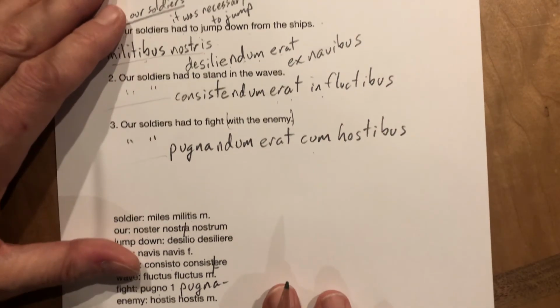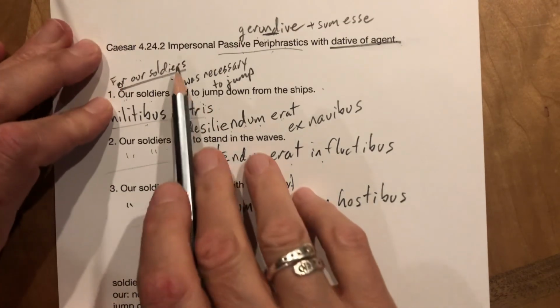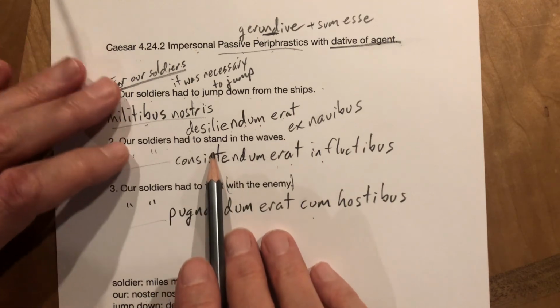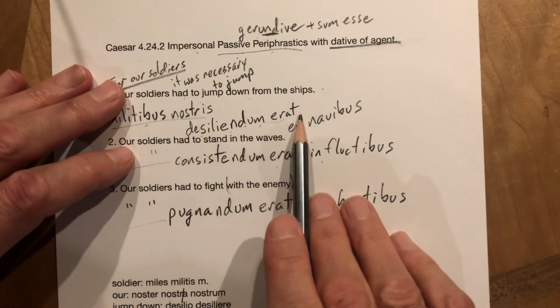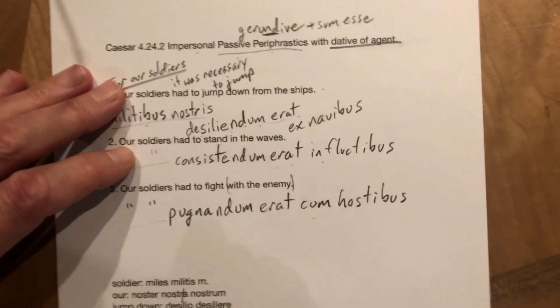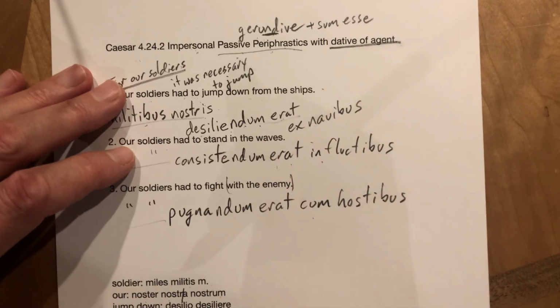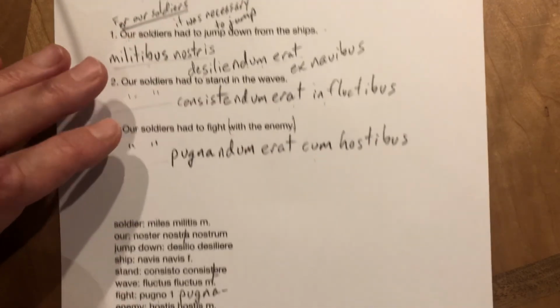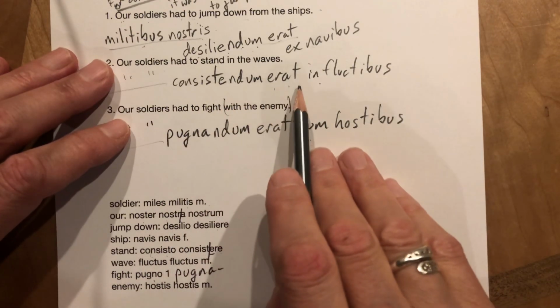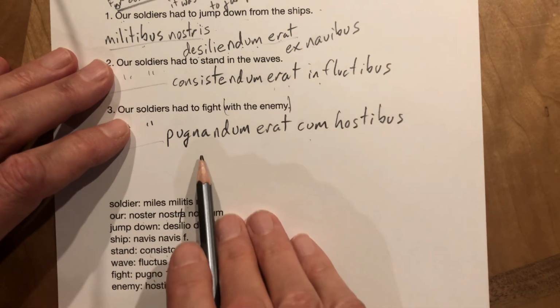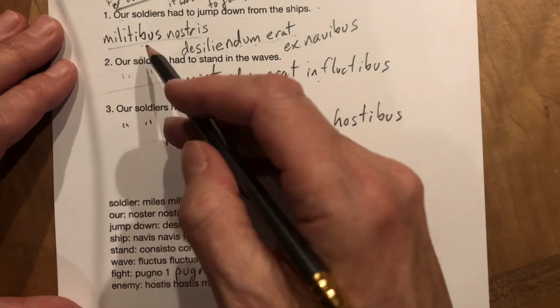The hard part is this impersonal passive periphrastic. It's impersonal because there really isn't a subject. Desiliendum erat: it was necessary to jump down. It's kind of like saying, it's raining. There's no it there. Same here. Consistendum erat: it was necessary to stand. Pugnandum erat: it was necessary to fight. And then the dative of agent.